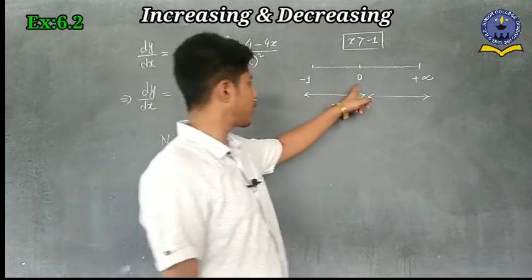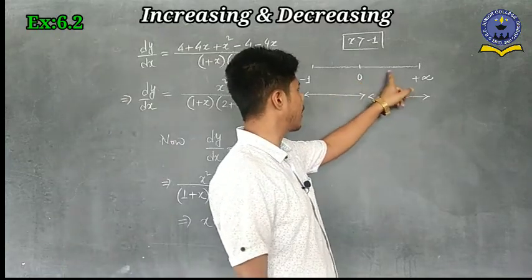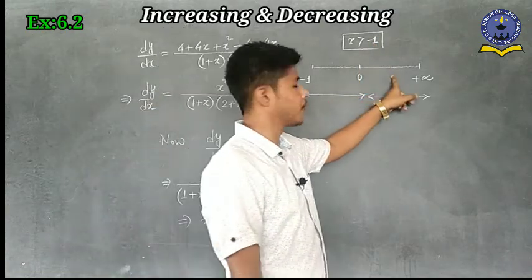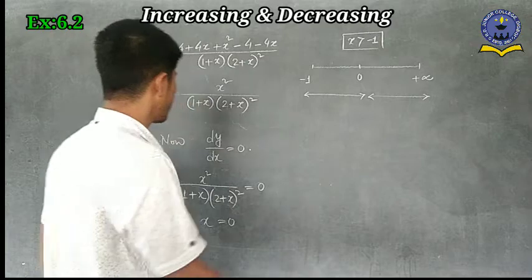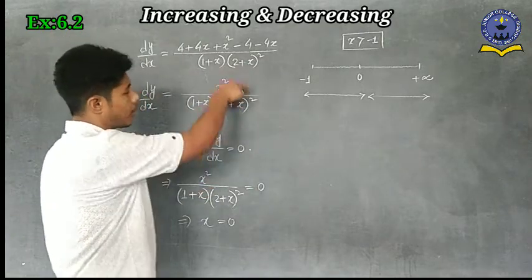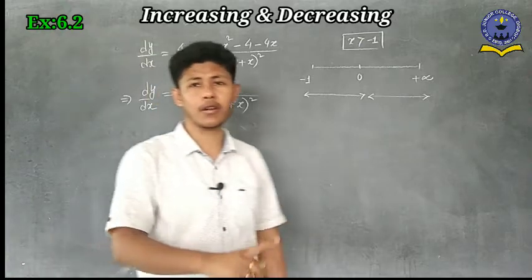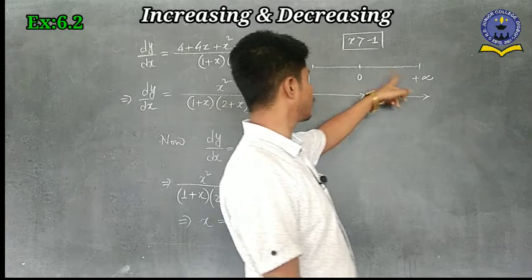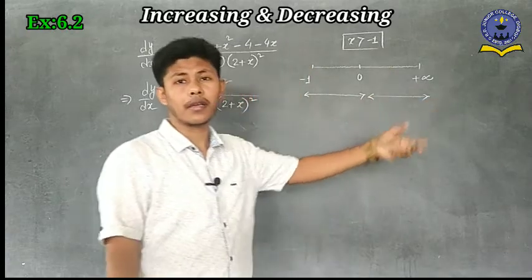So if we check any value from 0 to infinity, suppose we take 1, in between 0 and infinity, if we put here 1, you see 1 square, 1 plus 1, 2 plus 1. Ultimately, this one is what? A positive value or not? So we get a positive value. That means from here what can we say? From 0 to infinity it is increasing.